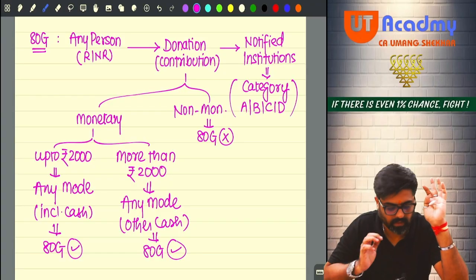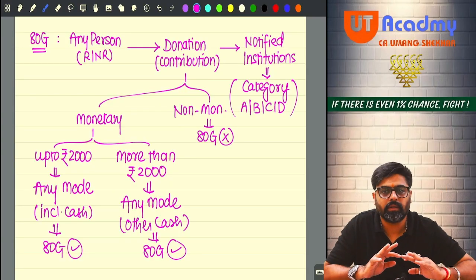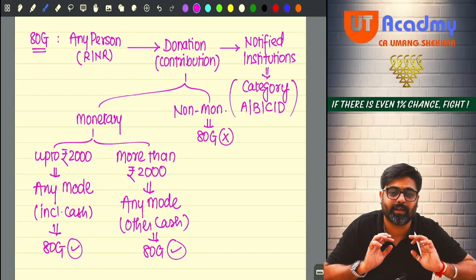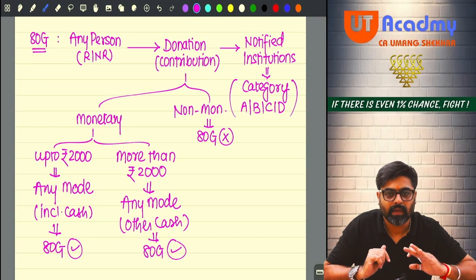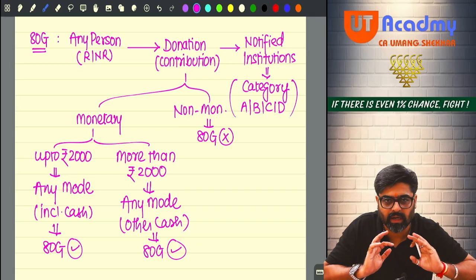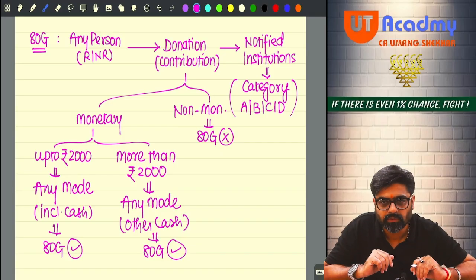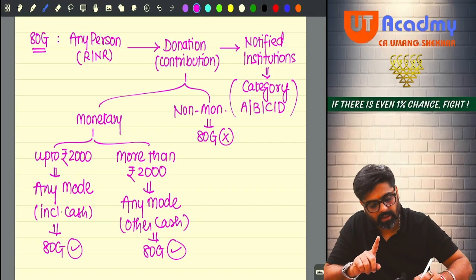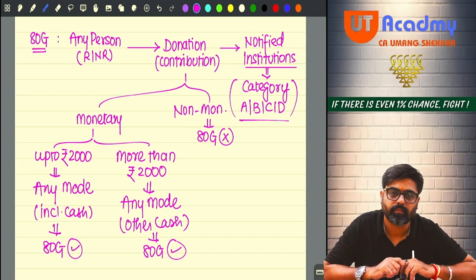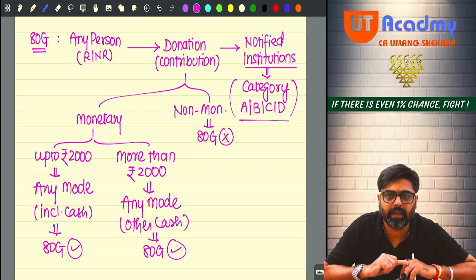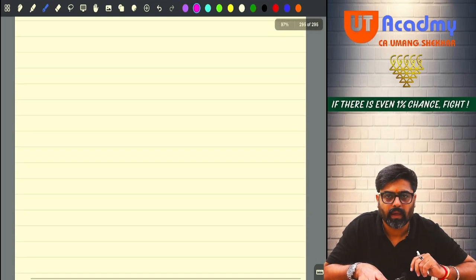Okay. Now, these are the conditions to claim the deduction. After making the donation, how much amount will be allowed as a deduction? That also you have to understand, no? For that reason only, the institutions are divided into 4 categories: Category A, Category B, Category C and Category D. Now, what I am going to do? I am going to write.